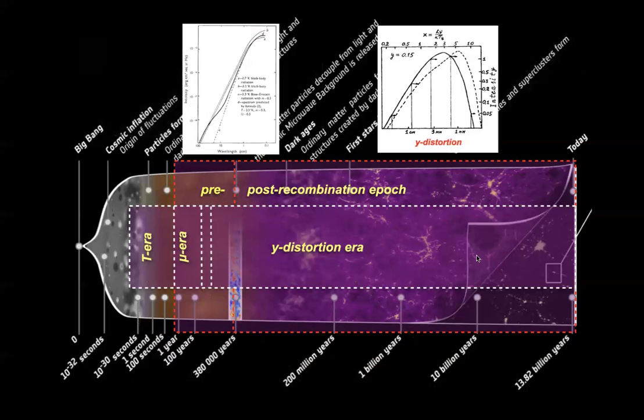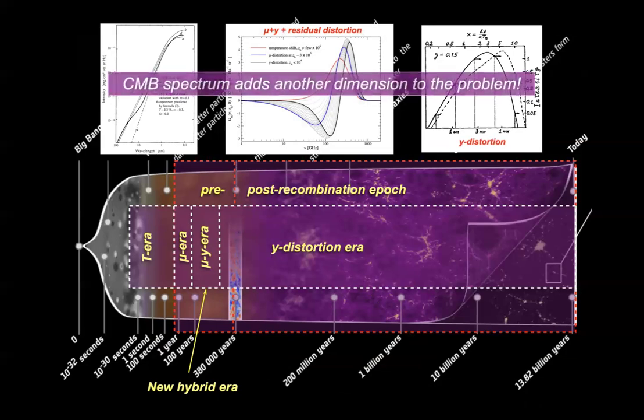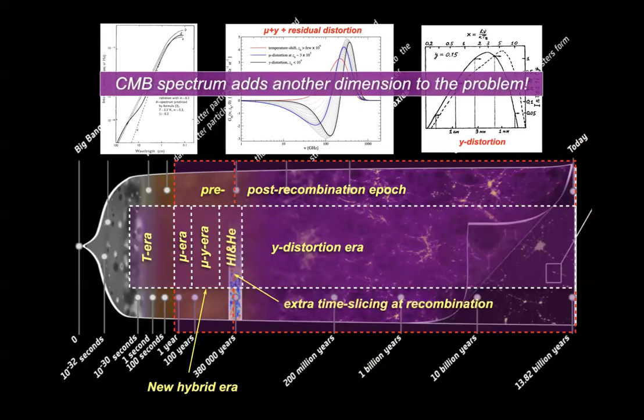However, this picture has recently been refined. We now understand that the transition between the mu era and the y era is not actually instantaneous, but we have this hybrid era where we get an interpolation between the two extremes. The interesting thing is that this contains new time-dependent information that adds another dimension to the problem, which allows us, in principle, to map time-dependent processes through this era. And if you add the details of the hydrogen and helium recombination process, then you have another way of timing energy release processes.